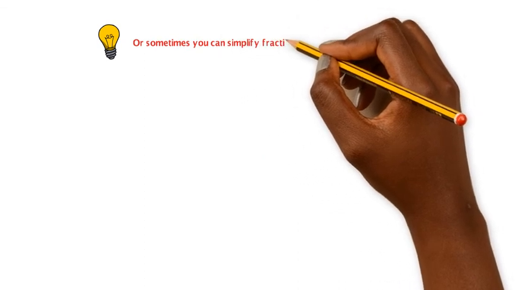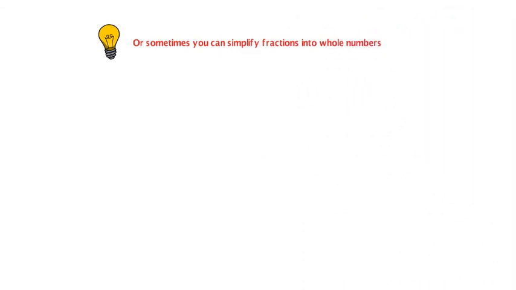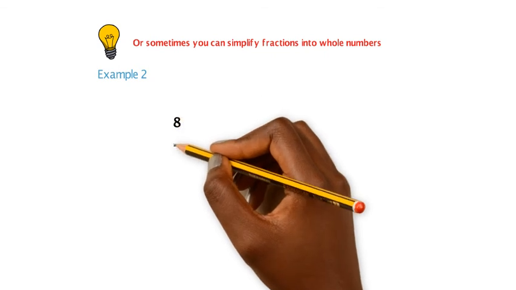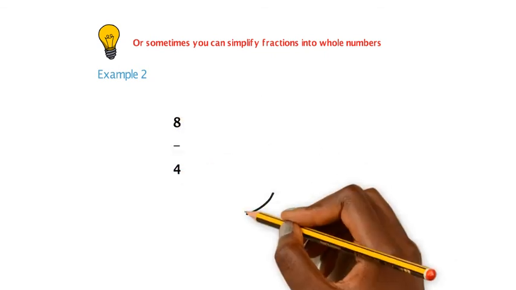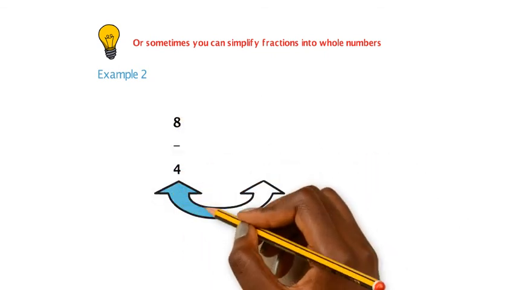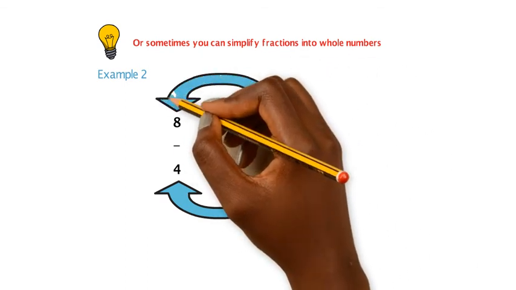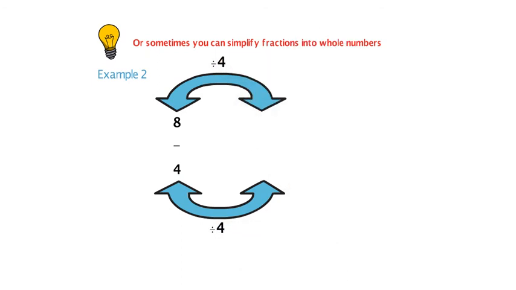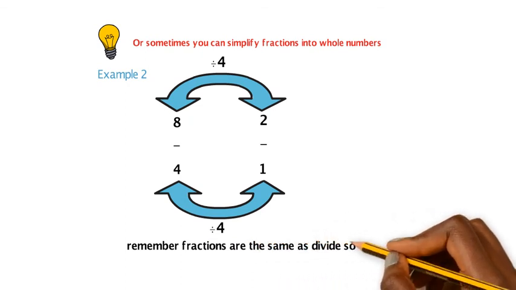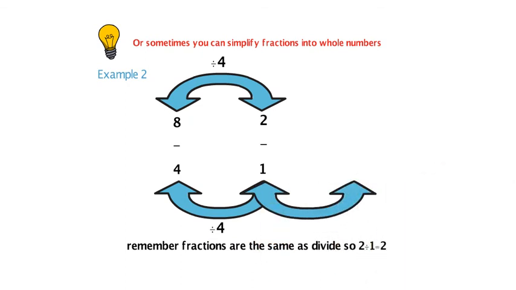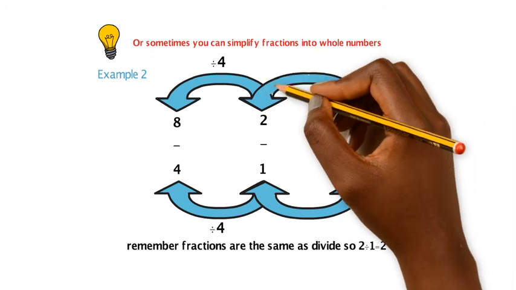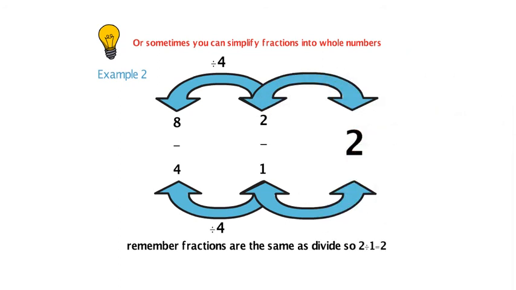Also notice that sometimes you can simplify fractions into whole numbers. Another example: if we have 8/4 and we were to simplify it, the common number to divide them both by is 4. So this would leave you with 2/1. And notice that because fractions are the same as dividing, 2 divided by 1 is the same as saying your answer is 2. So this is how they can be simplified into whole numbers.